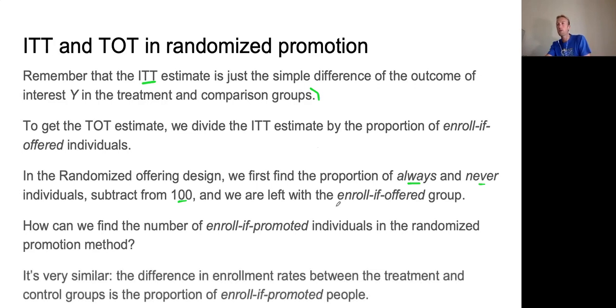It's the same thing, right? The difference in enrollment rates between the treatment and the control groups is the proportion of enroll-if-promoted people. So down here, I'm talking about randomized promotion. Up here, I'm talking about randomized offering design, right? How can I find the enroll-if-promoted individuals? I'm calling them enroll-if-promoted because this is the randomized promotion methodology instead of the randomized offering strategy. All right, and so I can just look at the difference between the two, and they're the enroll-if-promoted.